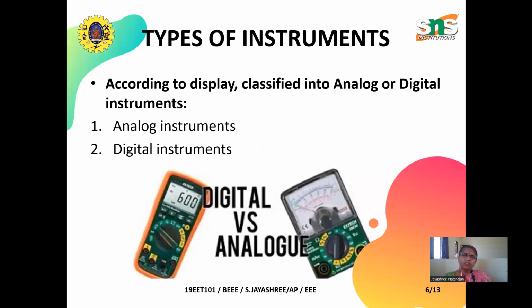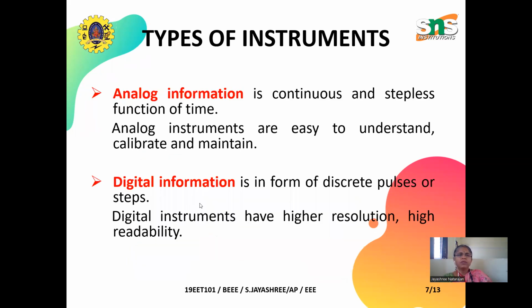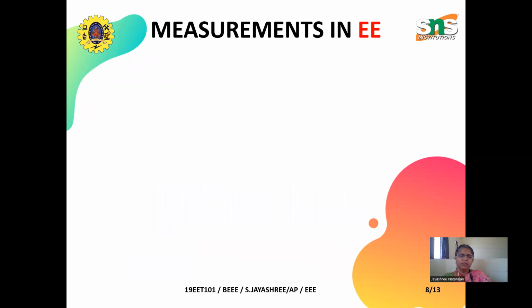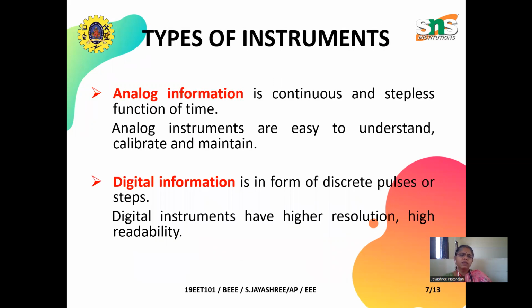Next, coming to the next classification, based on the display, how it gives the data. If we get analog data, it is an analog instrument. If we get digital data, it is discrete data, and that type of instrument we call a digital instrument. This voltmeter is an analog instrument. On the left side, what you are seeing, the multimeter, is a digital instrument. Analog information is a continuous and stepless function of time. Digital information is discrete pulses and steps. Digital instruments have high resolution and high readability.